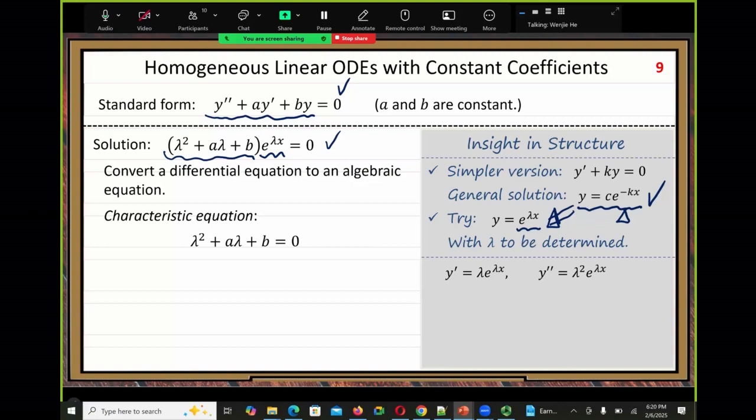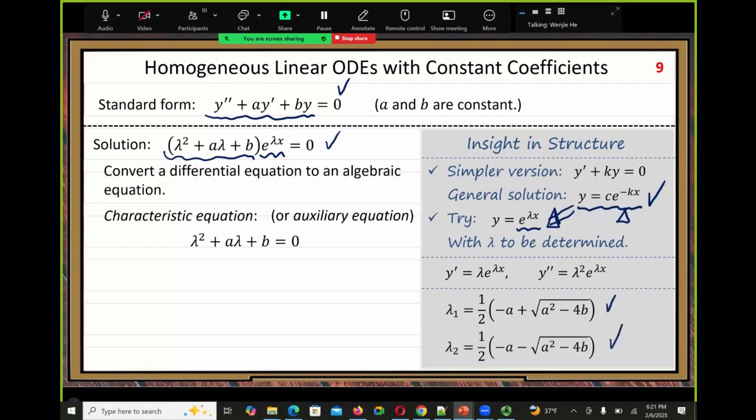That equation we call the characteristic equation: lambda squared plus a lambda plus b. a and b are given, so we can apply the quadratic formula to find lambda 1, lambda 2. We also call this equation the auxiliary equation, but most people call it the characteristic equation. Then by the quadratic formula, lambda 1, lambda 2, these two lambda constants can be determined.